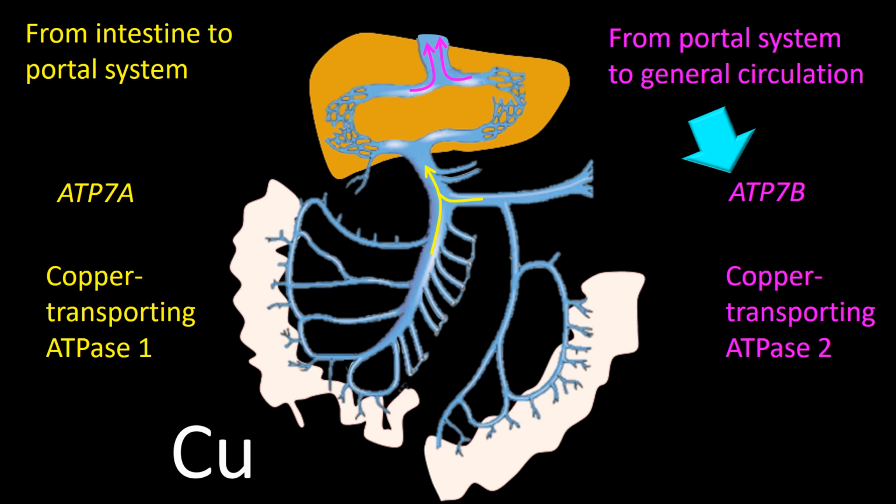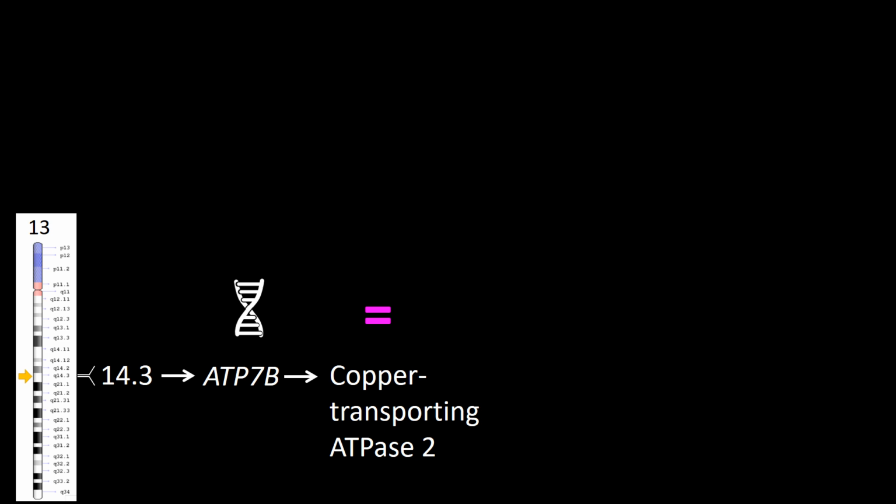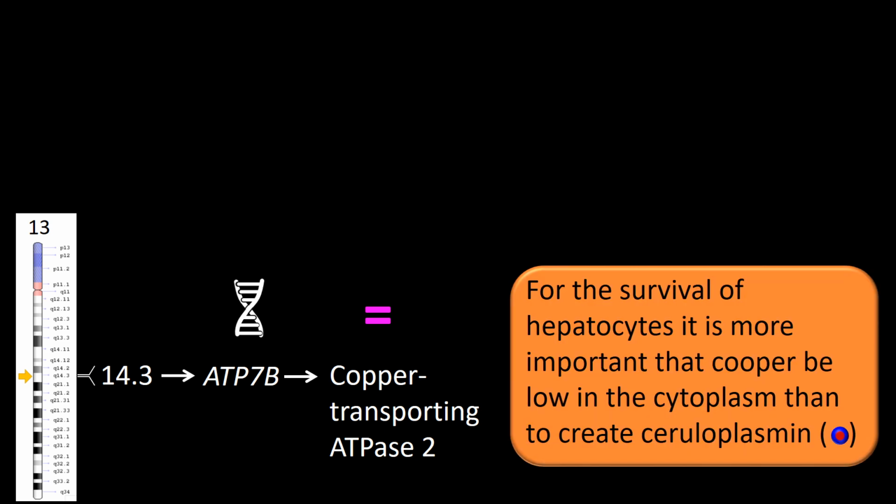Now let's tell the story of the ATP7B gene. This gene is located in chromosome 13 at locus Q14.3. It is present in the liver. In the hepatocyte, it is used for the production of many enzymes and also to form ceruloplasmin, the most important copper transporting protein in the body.